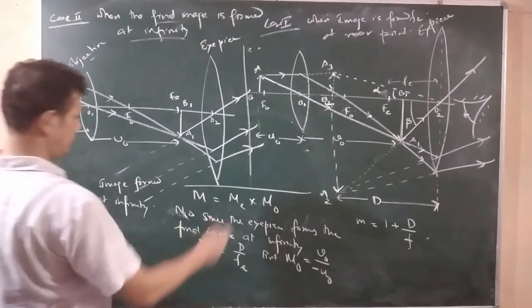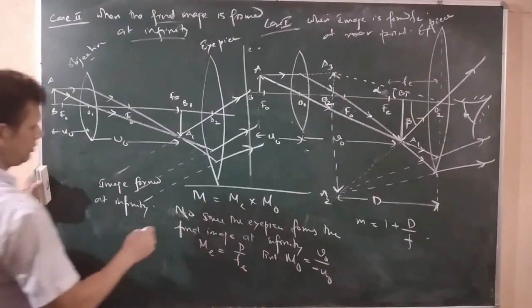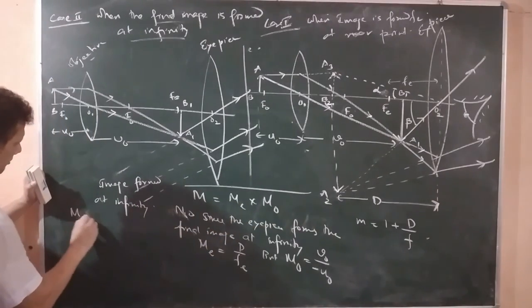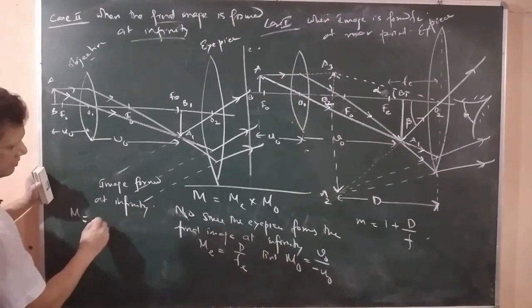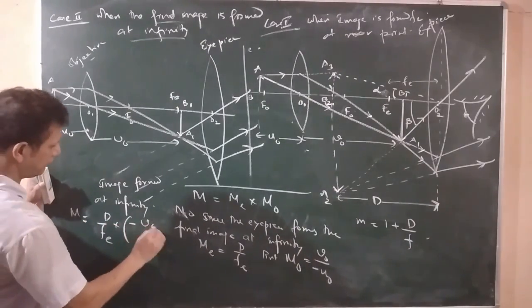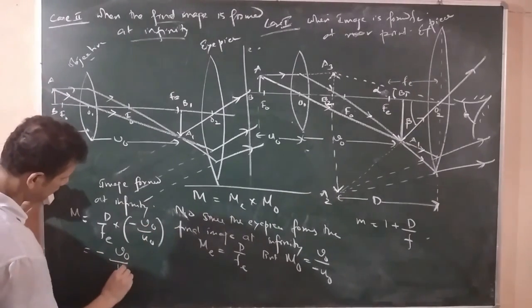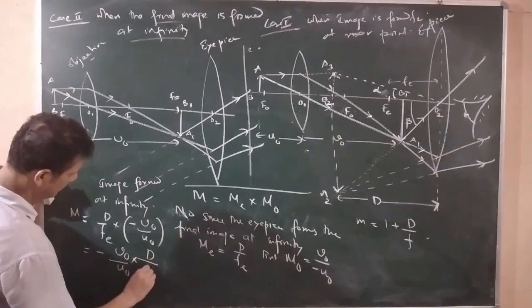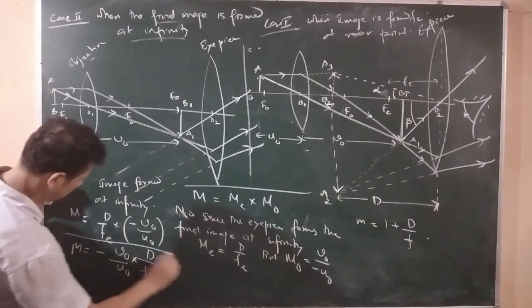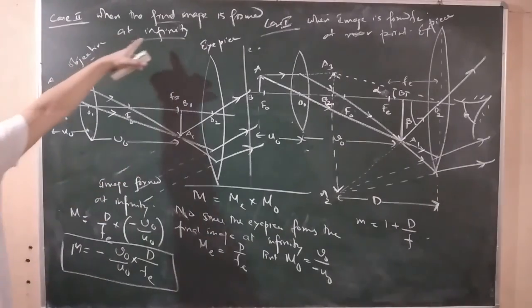So put this here. If you put this in the equation, what will you get? m is equal to me, that is d by fe, into minus v naught by u naught. So m is equal to minus v naught by u naught into d by fe. This is the formula of magnifying power of a compound microscope if the final image is formed at infinity.